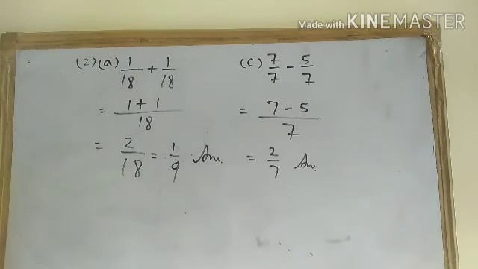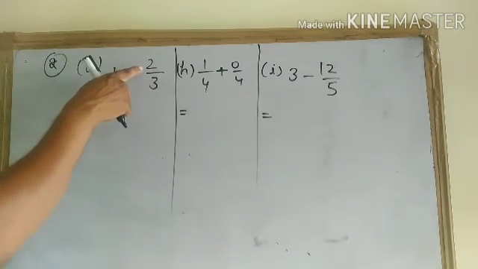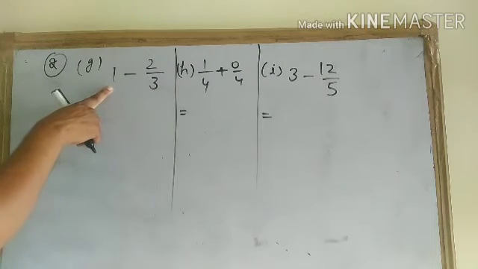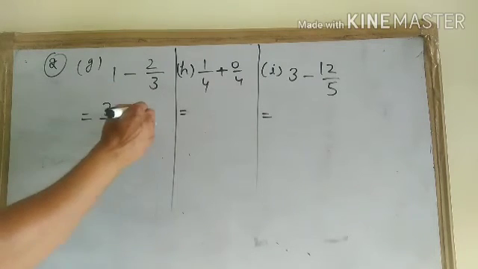Let's take its problem number G. It may be a little different. Students, let's take problem number G of question number two. In the G problem, you have fractional numbers, but 1 is not a fractional number. So at the place of 1 you can write 3 by 3, minus 2 by 3.